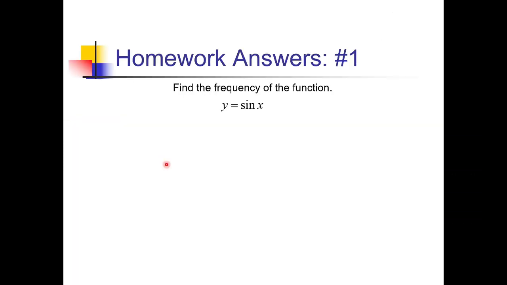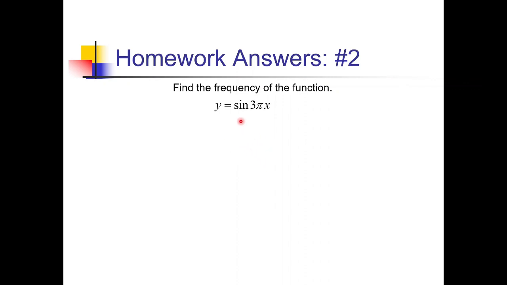For the first few problems on this problem set, they want us to find the frequency of a function. So to do that, we know that frequency is the reciprocal of period, but we have to find the period first. So in this problem, that's going to be 2 pi over the invisible b value of 1 right here. So that's our period, is 2 pi. And then the frequency is just going to be the reciprocal of this, so 1 over 2 pi.